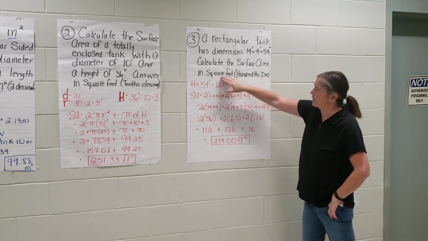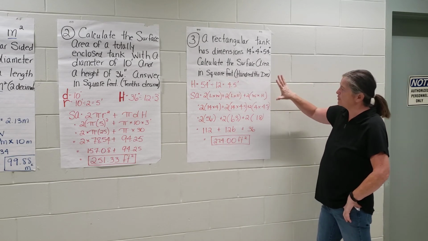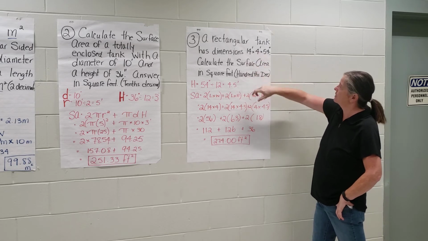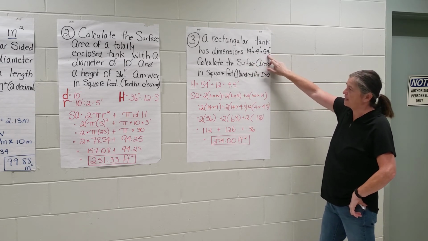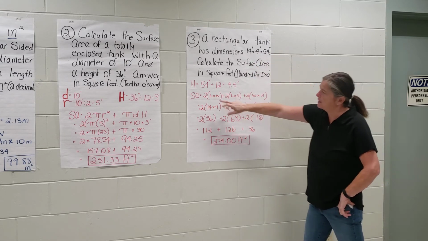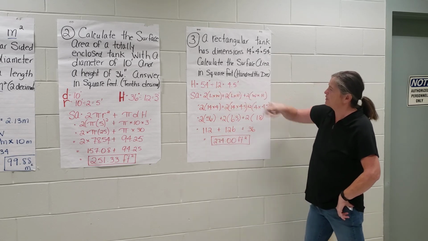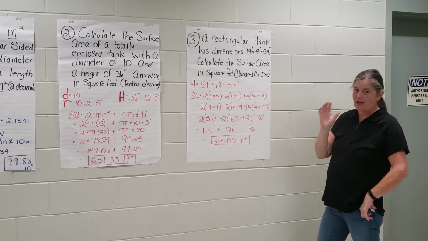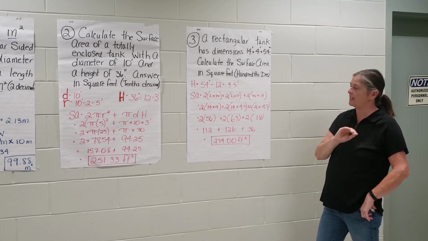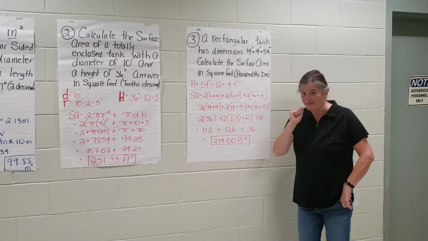So again, square feet, I gotta make sure all my numbers are in feet. So this one's in feet, this one's in feet. I gotta get those inches to feet. We know how to get inches to feet. Divide by 12. So our height is 4.5 feet. So again, I know this formula looks really daunting, but it's not, okay? I have faith in you.